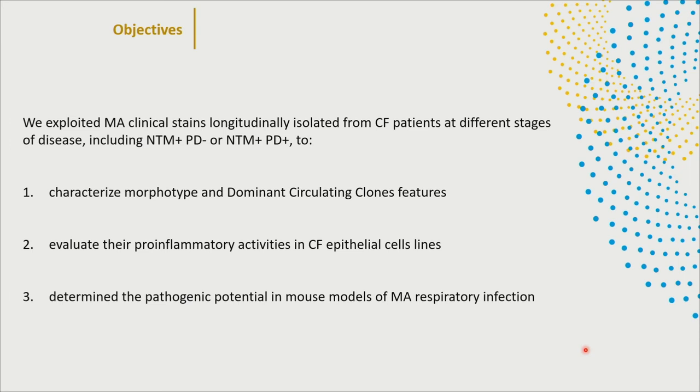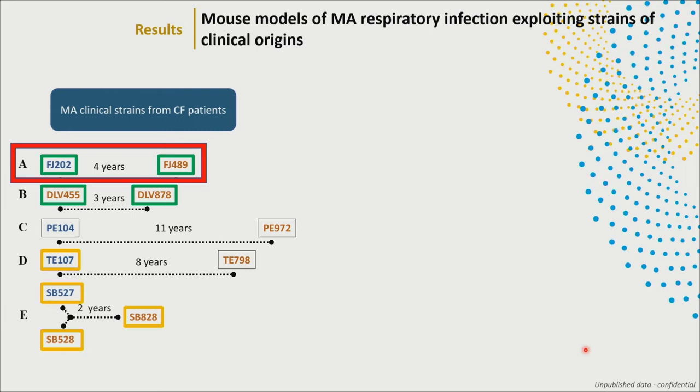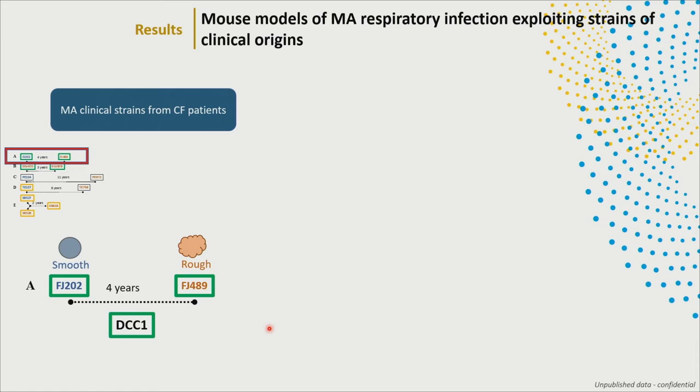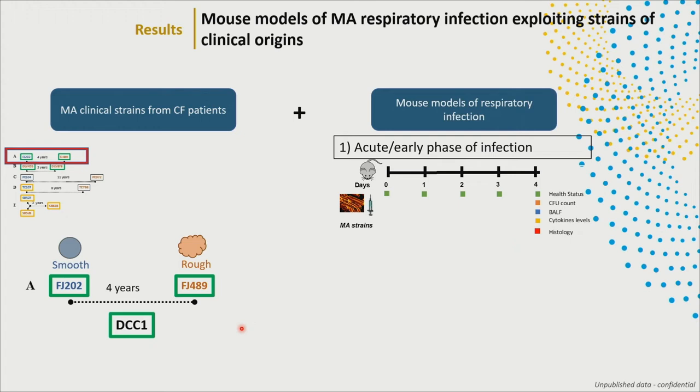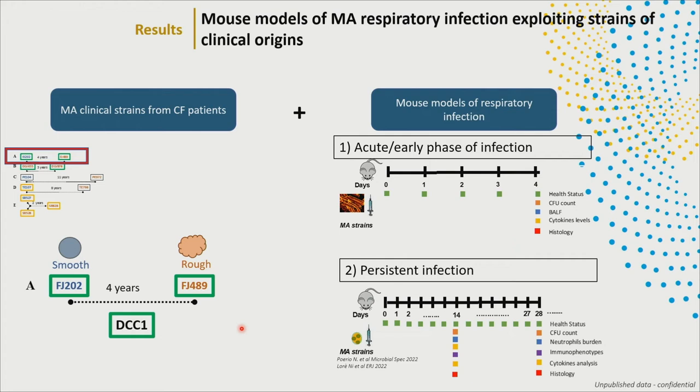So we went ahead and tried to validate some aspects of these results in vivo. In particular, we focused our attention on two Mycobacterium abscessus clinical strains belonging to the dominantly circulating clone 1 but displaying a completely different phenotype, the FJ202 and the FJ489. And these strains were exploited to infect mice with an acute infection model associated with an early response and with a chronic infection model that has been previously described in the previous presentation and that we recently also published in other work associated with the reference laboratory strains.